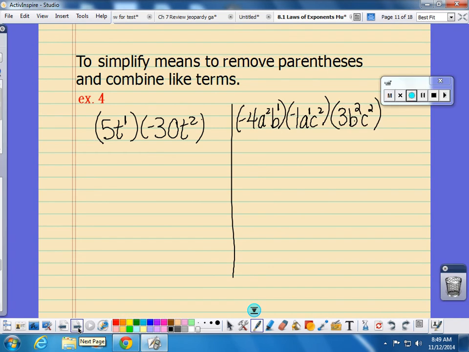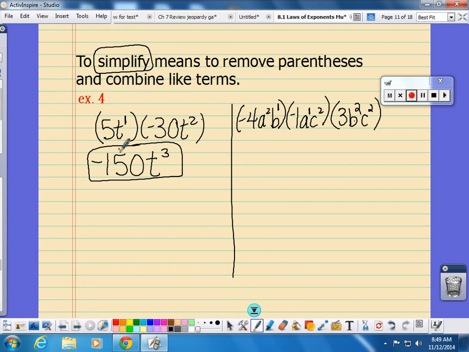All right, to simplify means to remove parentheses and combine like terms. So we will multiply on these when we simplify. We're just going to be removing parentheses by multiplying. All right, let's look at these in your packet. 5t, and again, that first power will not be there. And then negative 30t squared. All right, 5 times negative 30 is negative 150. Has nothing to do with the product rule. Those are coefficients, and I just multiply them normally. And then t is to the 1st, and t is squared. Using the product rule, when I multiply the bases, I add the exponents, so negative 150t to the 3rd. Questions about that?